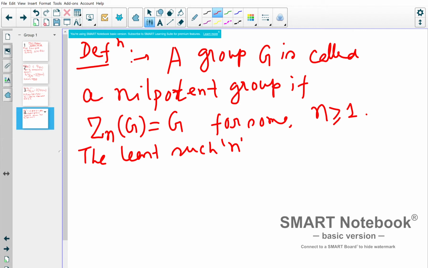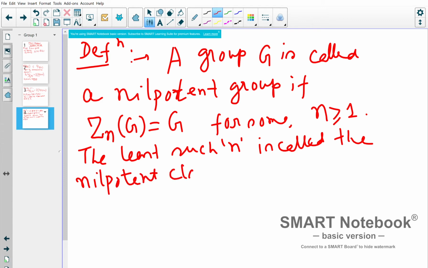Z_{n+1}, Z_{n+2}, Z_{n+3} are all G, right? So the least such integer n is called the nilpotent class of G. So we say that, for example, if n equals 2, G is nilpotent of class 2, or G has nilpotent class 2.